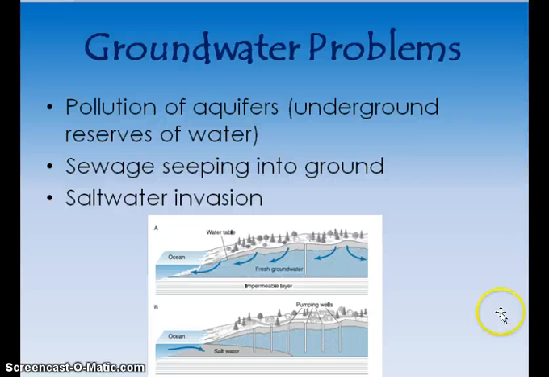And then saltwater invasion. If you live near the coast, obviously the ocean, sometimes that saltwater, because it's more dense, kind of seeps underneath the fresh water. And if your well's deep enough, sometimes you can get that in your groundwater, which can be a problem. Okay, so groundwater is just water that's underneath the surface. Remember, porosity and permeability are the big things that we talk about when we discuss how water is going to infiltrate and be in that soil.